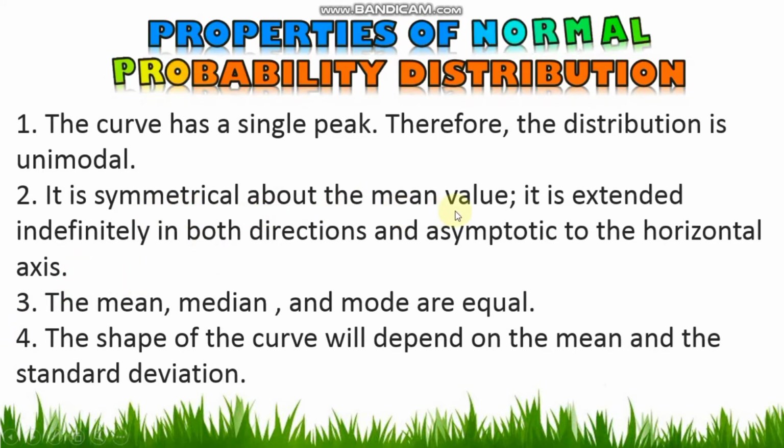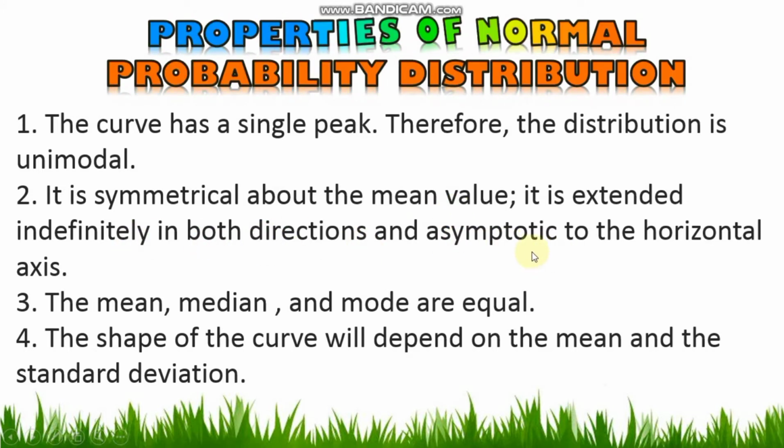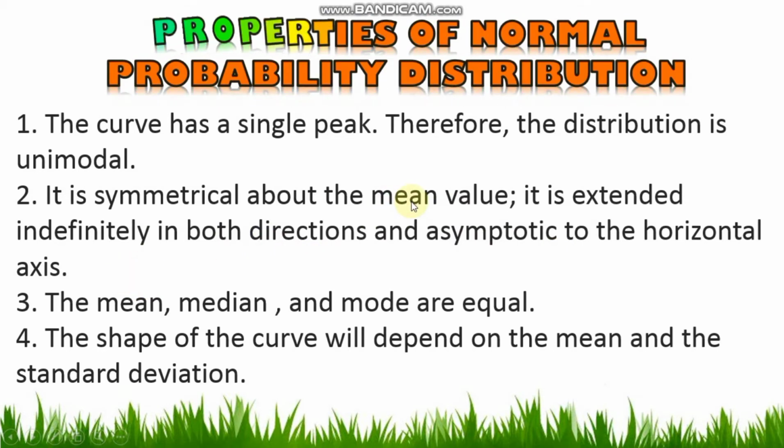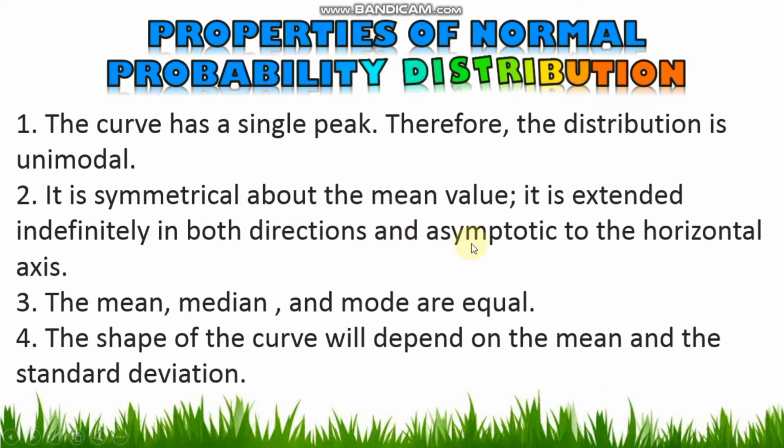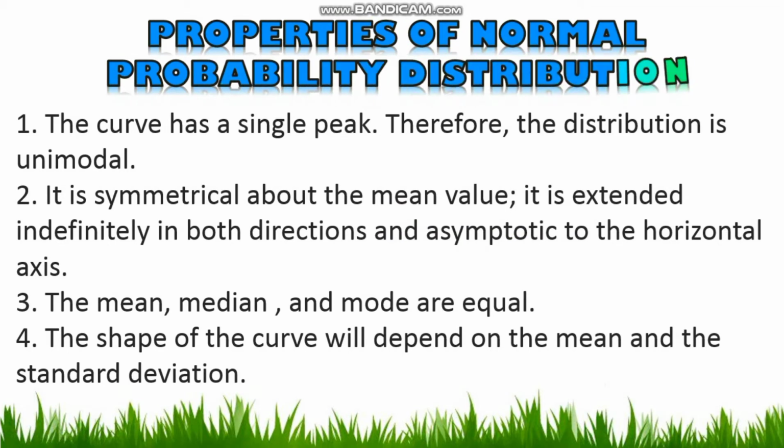Number 2, it is symmetrical about the mean value. It is extended indefinitely on both directions and asymptotic to the horizontal axis. Meaning nito ay nasa gitna yung mean kasi siya yung gitna at siya yung maghihiwalay on both left and right side equally. So, symmetrical, ibig sabihin equal yung right and left side. And asymptotic meaning ay it will not touch the x-axis kasi continuous siya.